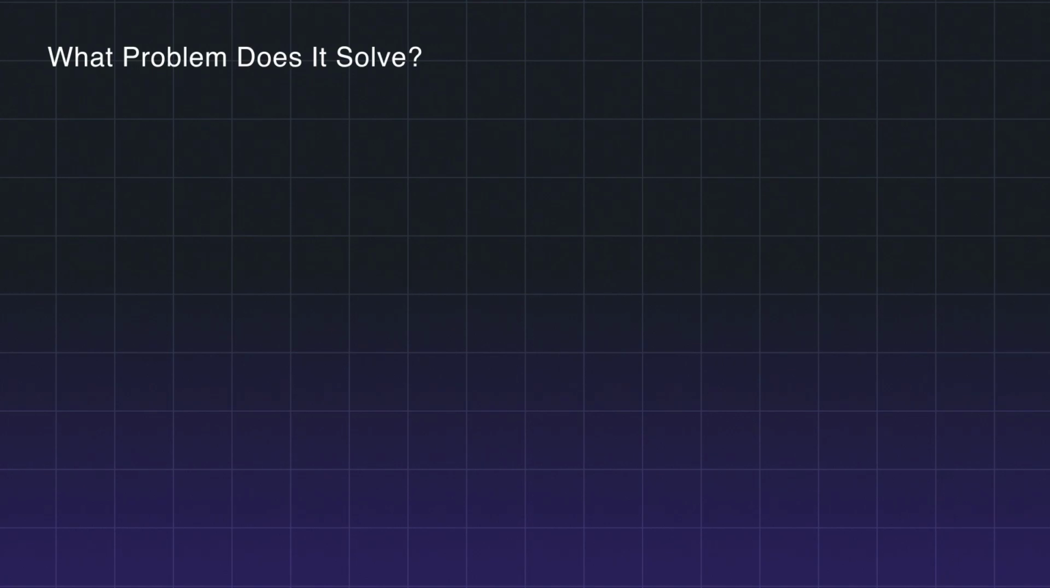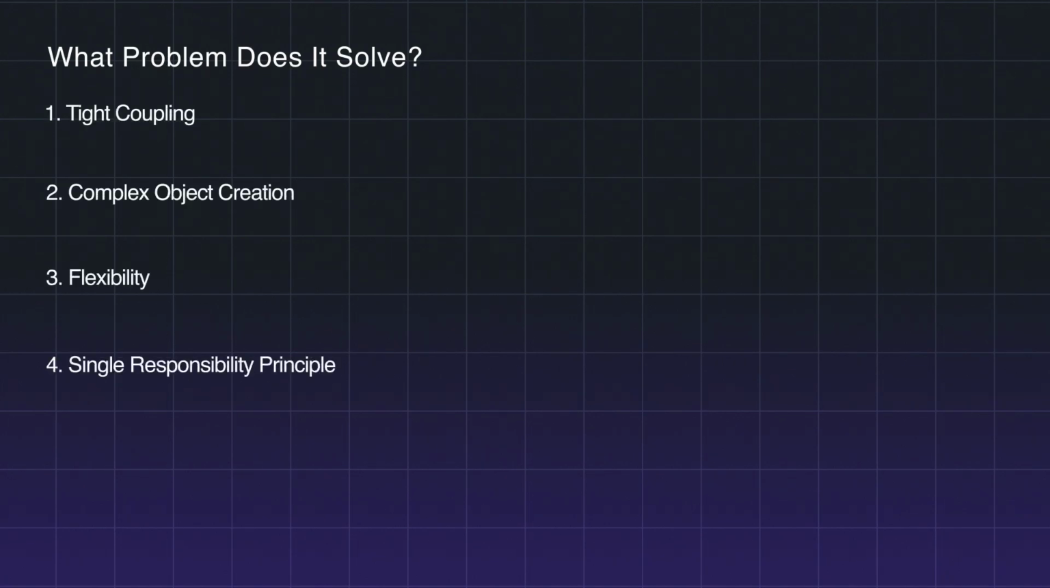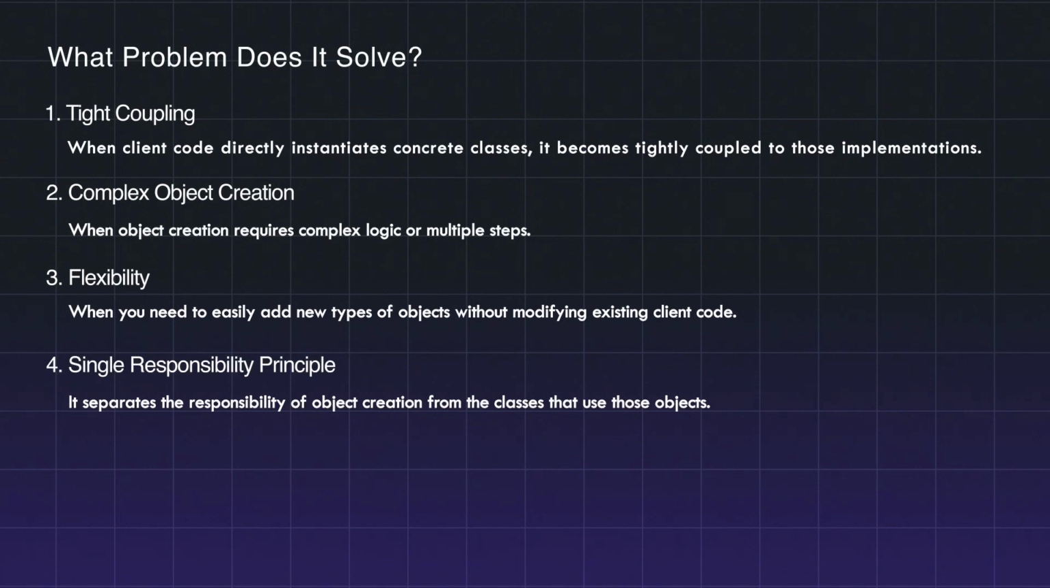Here this factory method solves some of the problems. Let's see. The factory design pattern addresses several key problems in software design: tight coupling, complex object creation, flexibility, and the single responsibility principle. These are the areas where the factory design pattern solves the problem.